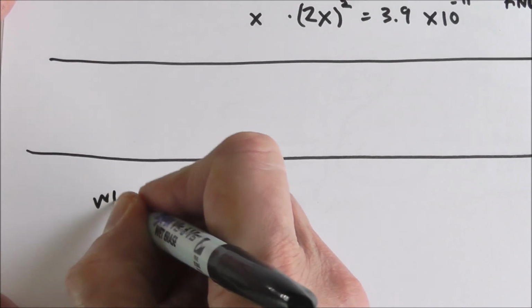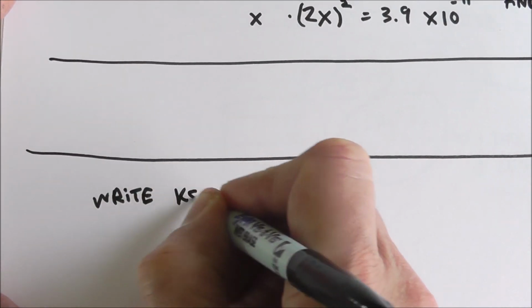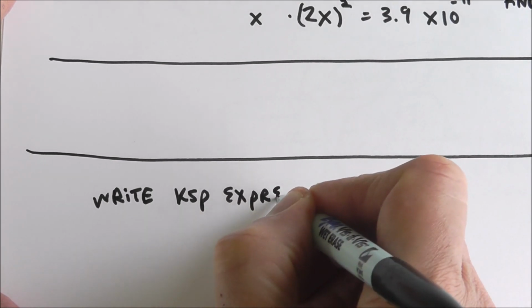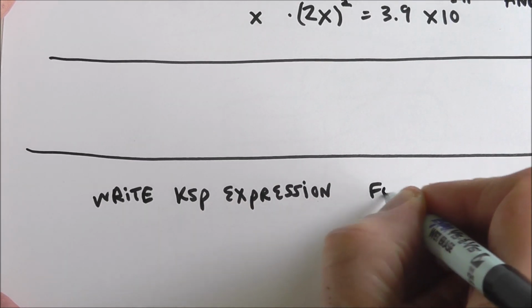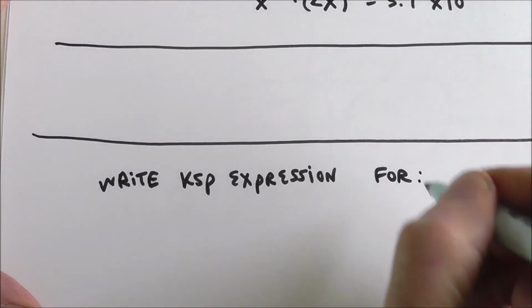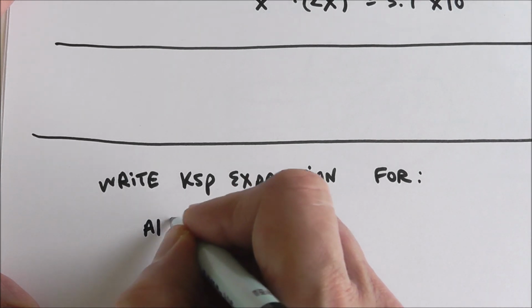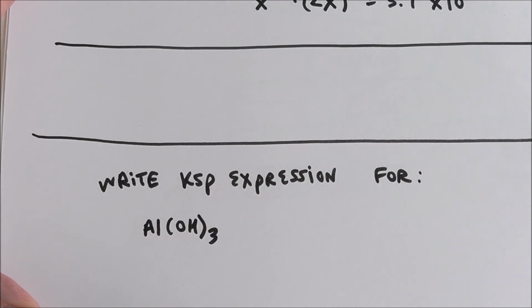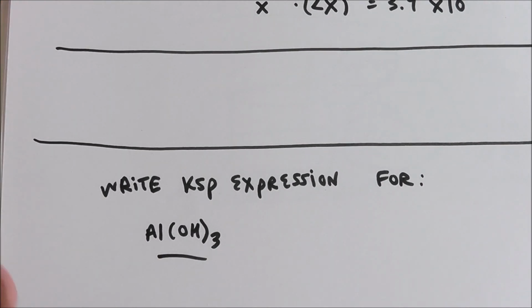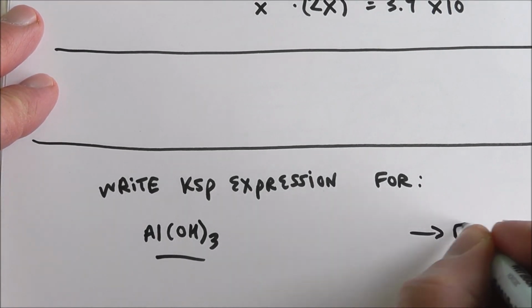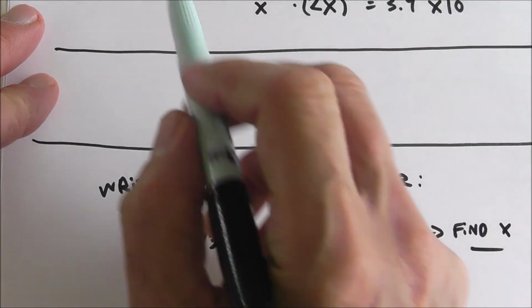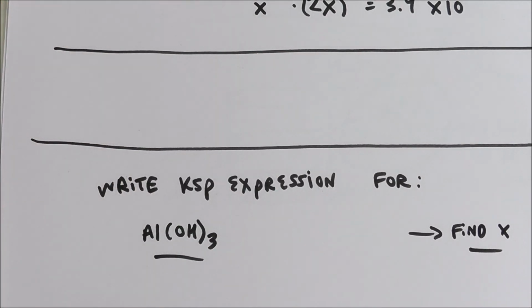Next time, write the Ksp expression for one that's kind of goofy, guys. I'm going to take one that's even more weird. All right, let's take aluminum hydroxide. That's in your chart too. Write the Ksp expression for that, and then also find x. X tells you a lot. It tells you how many moles per liter of everything that's going to dissolve. And we'll solve problems with that. So that's for next time. I want you to work on that.